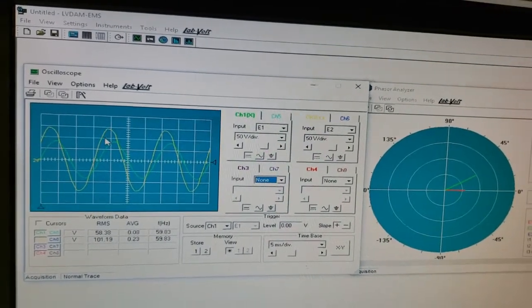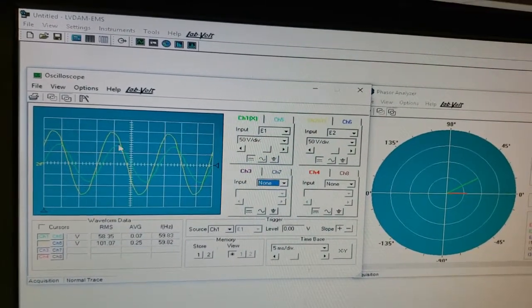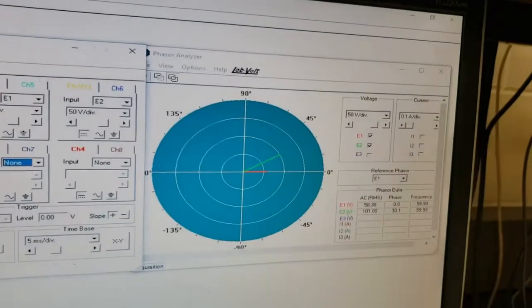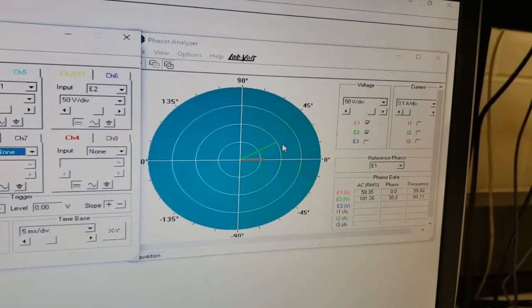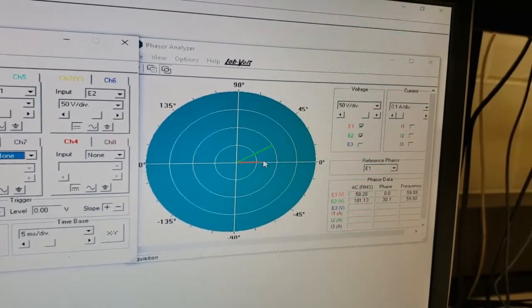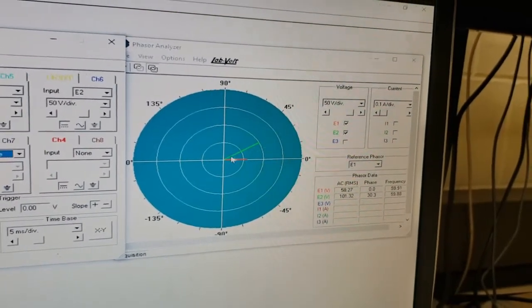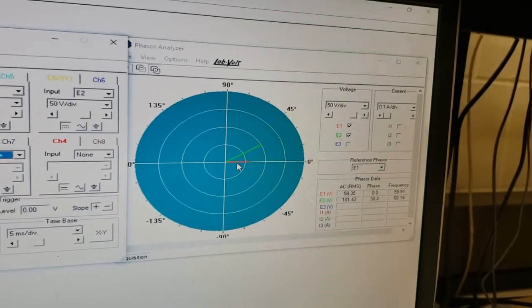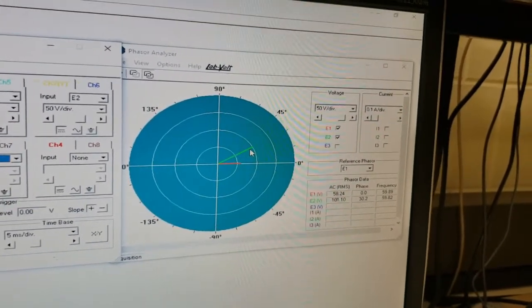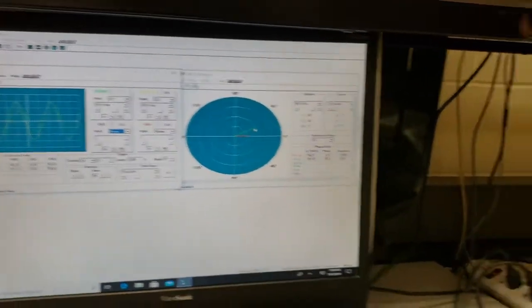And you can also see that it is leading the line to neutral voltage by 30 degrees. Same thing here, you can see in the phasor diagram, this is the line to line voltage. This is the line to neutral voltage. You can see about a 30 degree phase difference, and the line to line leads the line to neutral. And it's larger by a factor of square root of 3. Okay, so that's showing that part.